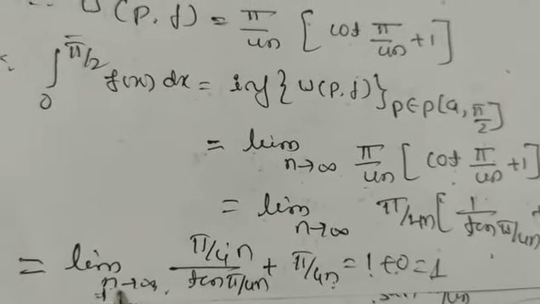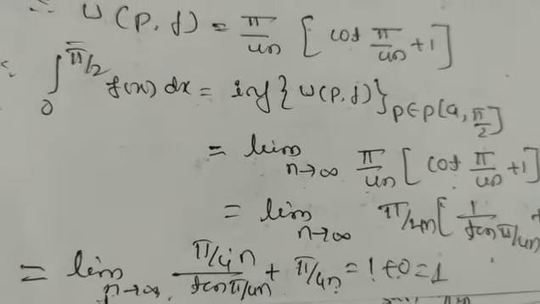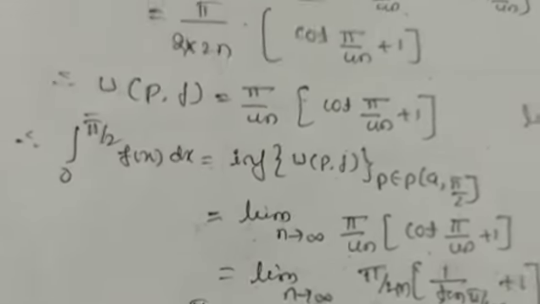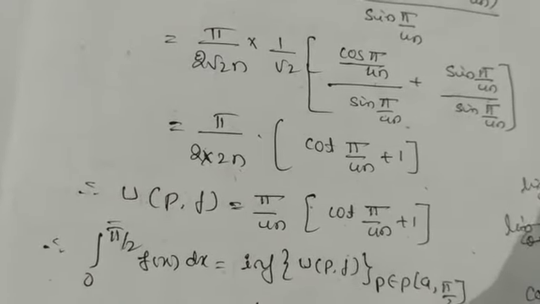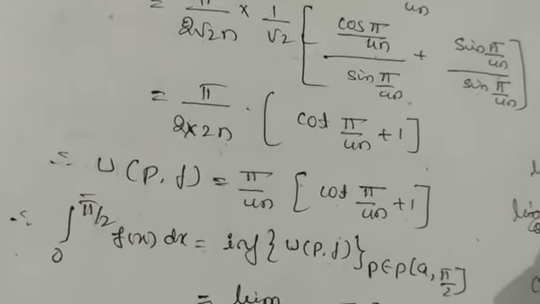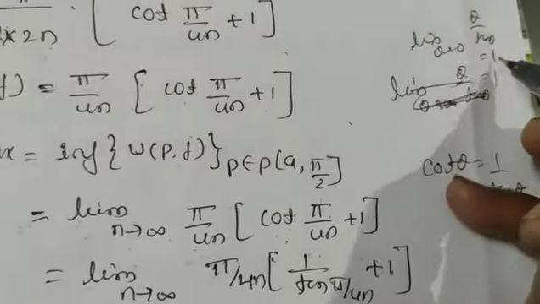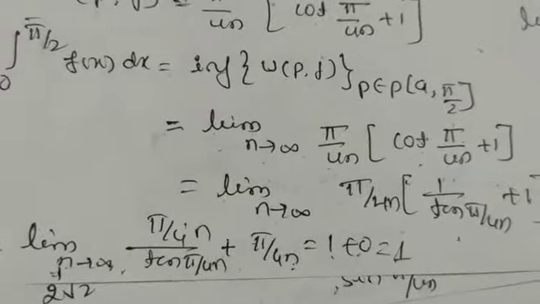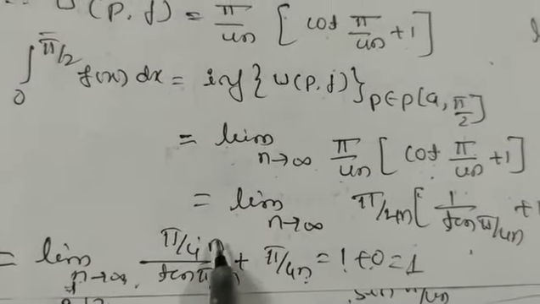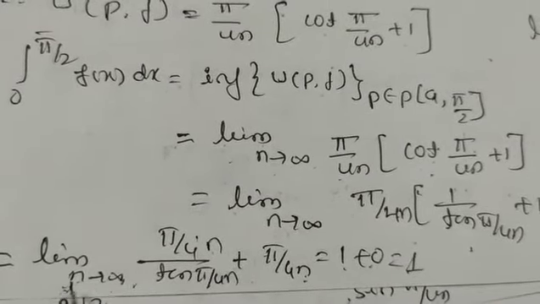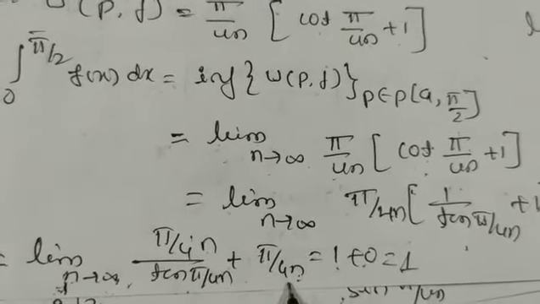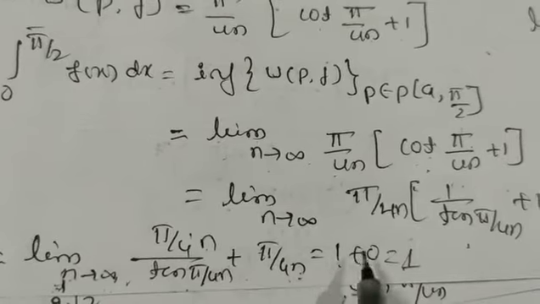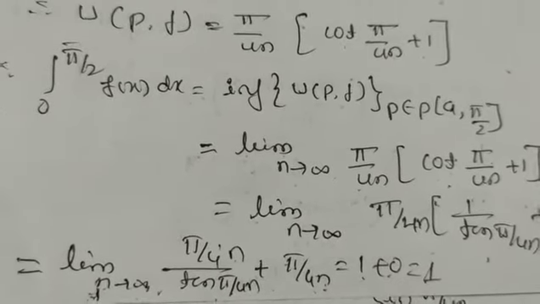Limit as n tends to infinity means 1 by n tends to 0. So it is the limit as theta tends to 0 of theta by tan theta, which is equal to 1. It is the same thing here: n tends to infinity means 1 by n tends to 0. So the limit of theta by tan theta has value 1, and the other term is 1 by infinity, which is 0. So 1 plus 0 is 1.